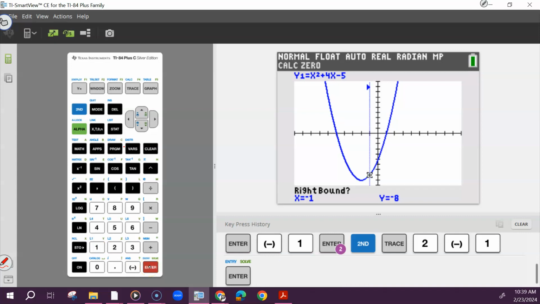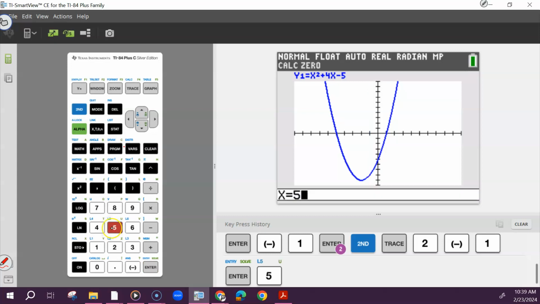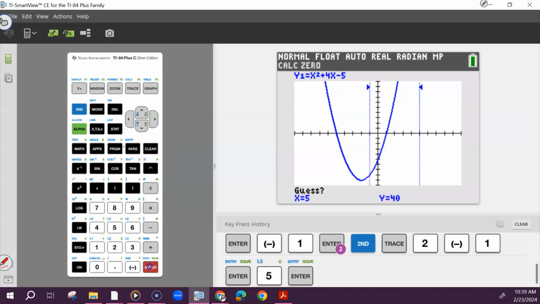And then something to the right of this. Sure. 5, hit enter. Now it's looking between these two places, hit enter again, and it'll tell you what that is. So this time it actually said 0, the other one should have said 0, the calculator does weird things. But that's a good way to double check yourself in the calculator. Questions on that?